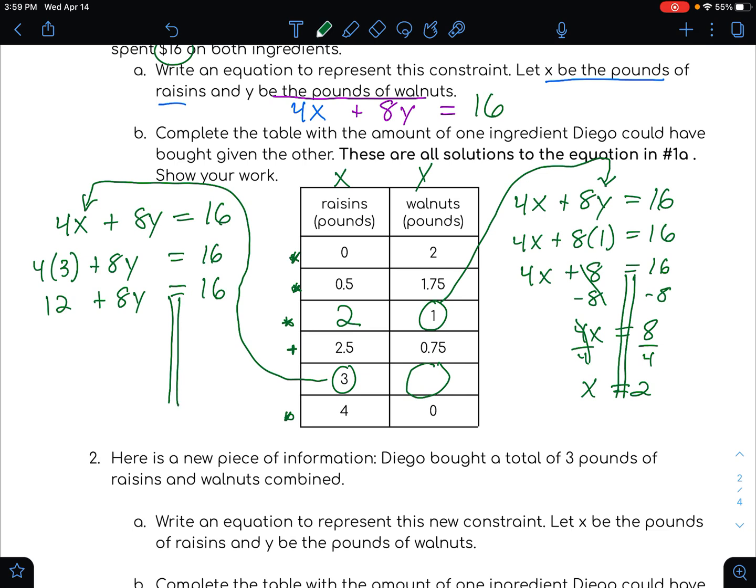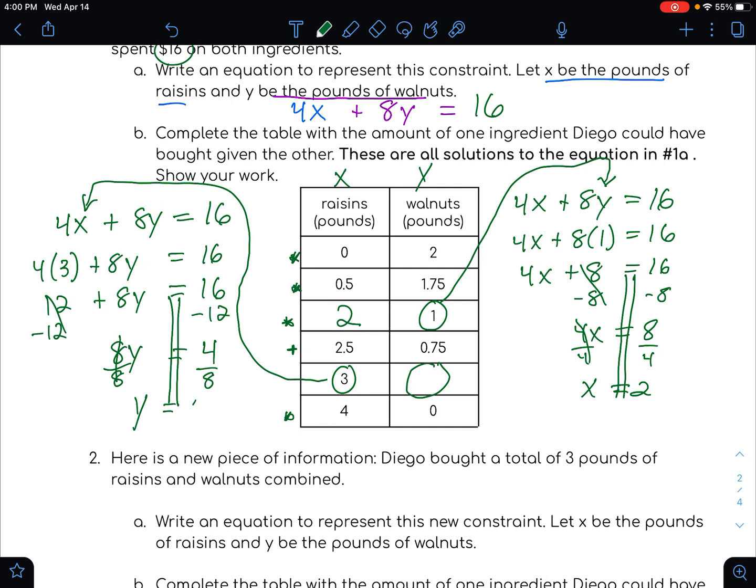Solve with me here to solve for Y, to get Y by itself. Let's undo the 12 by subtracting 12 from both sides. 12 minus 12 is 0. Bring down the 8Y. And then 16 minus 12 is 4. So 8 times what is 4? Well, half of 8 is 4, right? We can see that by undoing the 8 times Y by dividing both sides by 8. 8 divided by 8 is 1, so 1Y, or just Y.